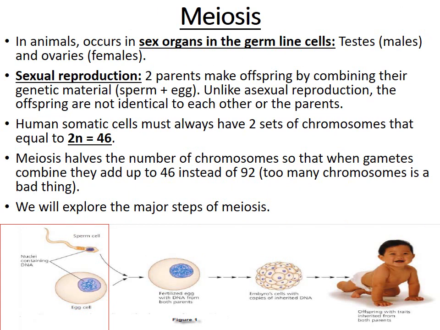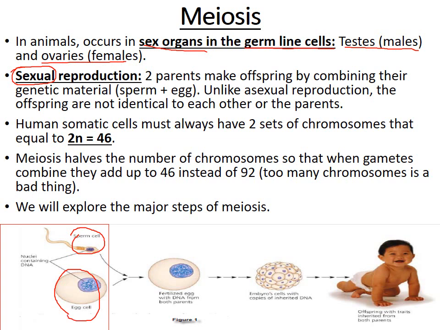So once again, meiosis occurs in the sex organs in something called the germline cells, so ovaries for females and then testes for the males. The purpose of meiosis is to produce gametes, and then we use these gametes in sexual reproduction. So the sperm from one parent and the egg from the other parent combine, and we call that sexual reproduction because we have more than one parent involved in producing the individual.